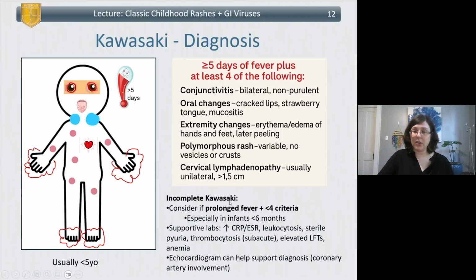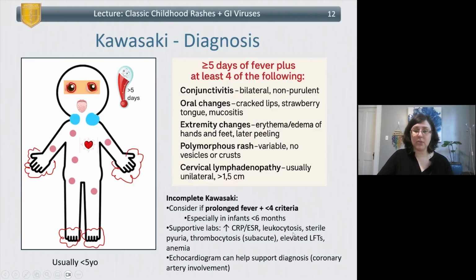There is also an incomplete Kawasaki. This is where it doesn't fit this classic definition, but there's a high suspicion for it. This is going to happen more commonly in very young children, and especially in infants less than 6 months of age. They may not present with all the typical symptoms of Kawasaki. So you want to think about Kawasaki in a child who has a prolonged fever and at least some of these criteria. In that case, you may want to think about getting some supportive labs and looking: do they have elevated inflammatory markers?